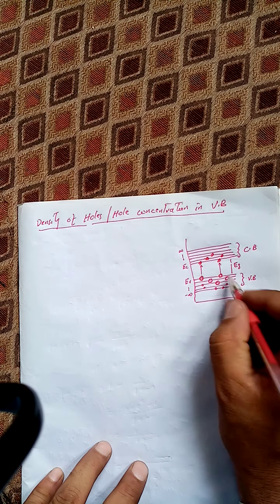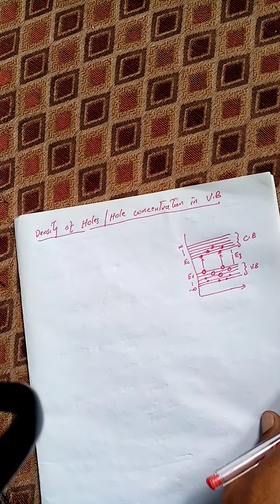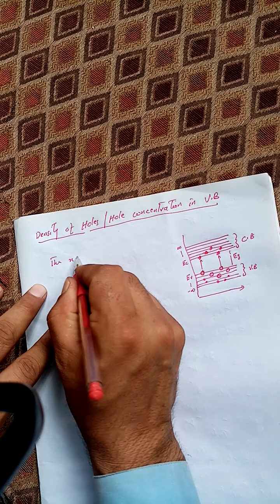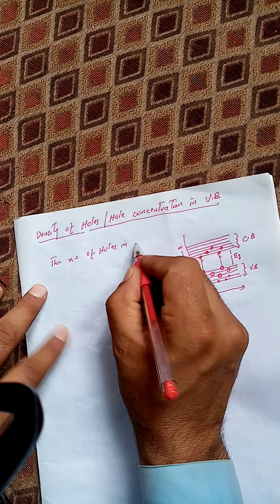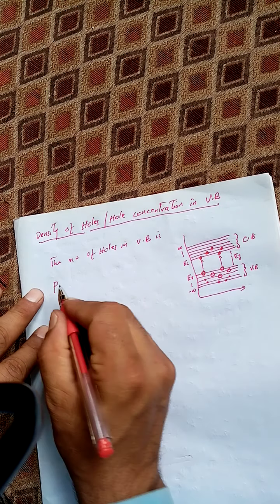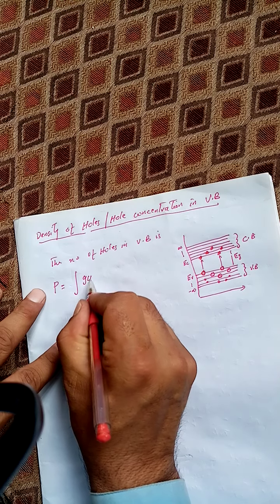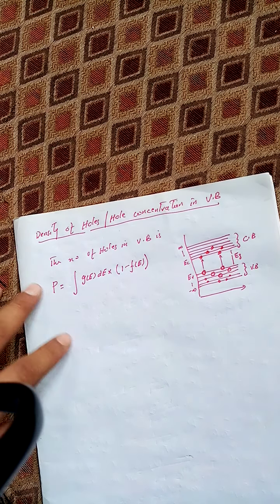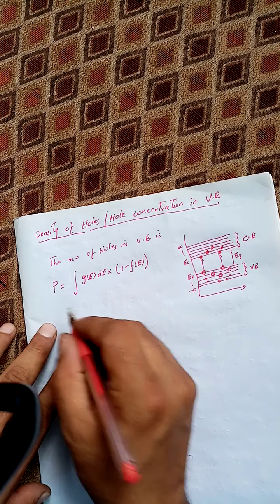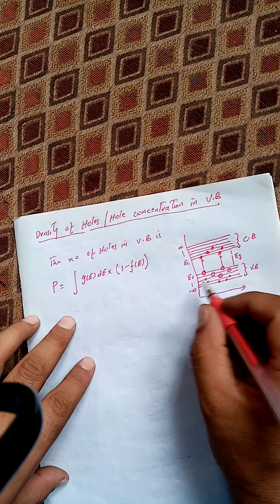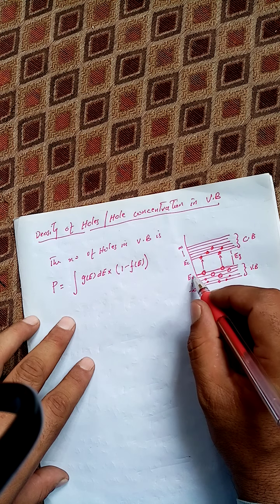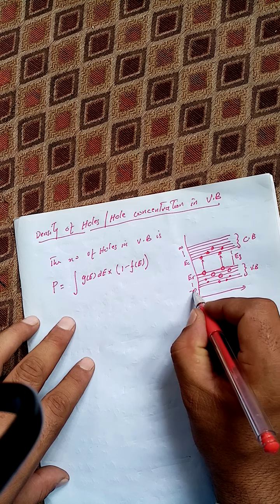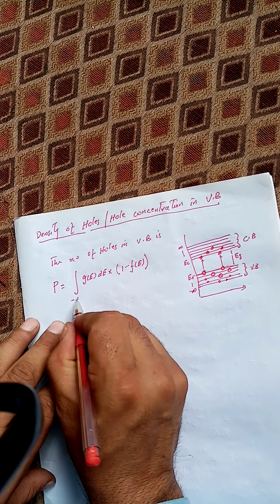Now we have to calculate the number of holes in the valence band. We will follow the same procedure we used for the density of electrons in the conduction band. The number of holes in the valence band is represented by P, which is equal to the integral of G of E times 1 minus F of E. And we know that holes can be found everywhere, from the top of the valence band to the bottom of the valence band. The top of the valence band is represented by EV and the bottom by minus infinity. So the integral is from minus infinity to EV.